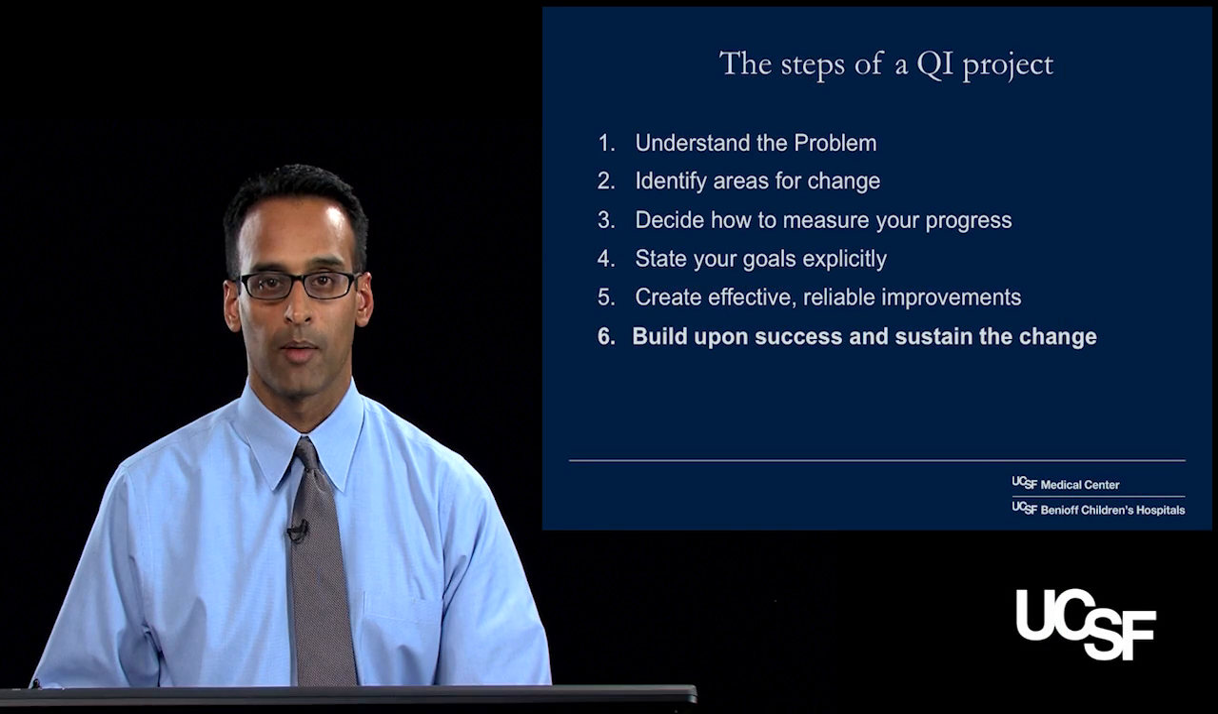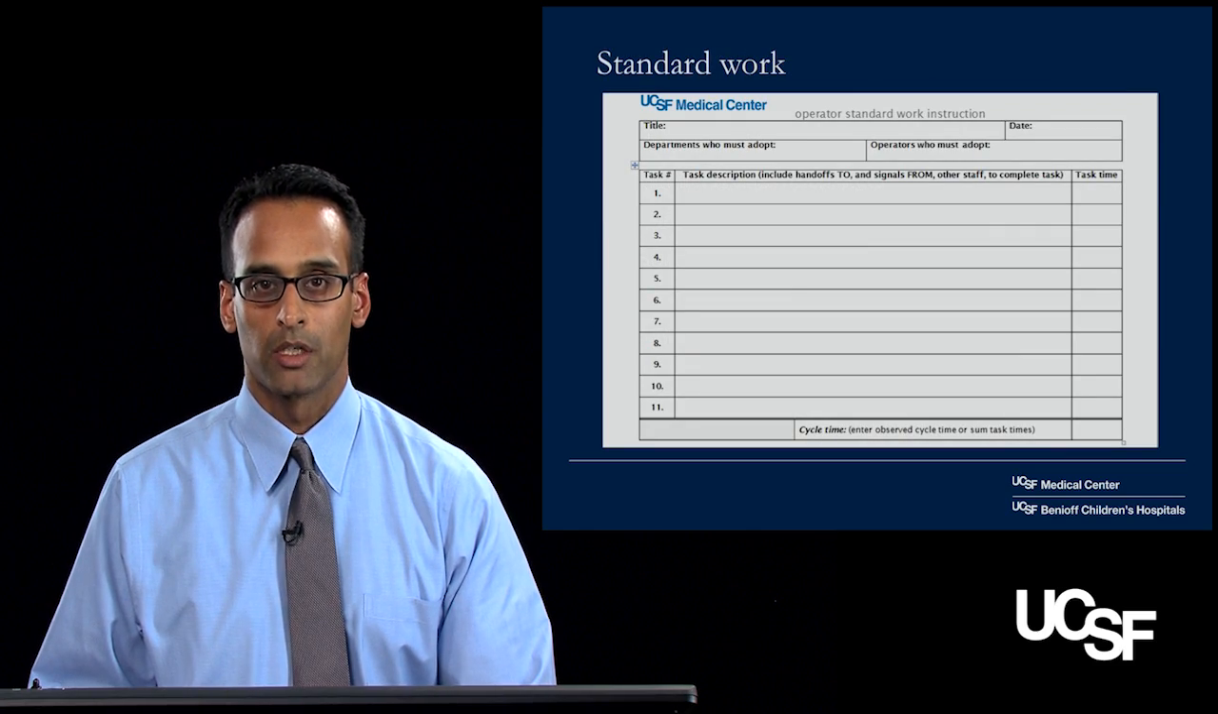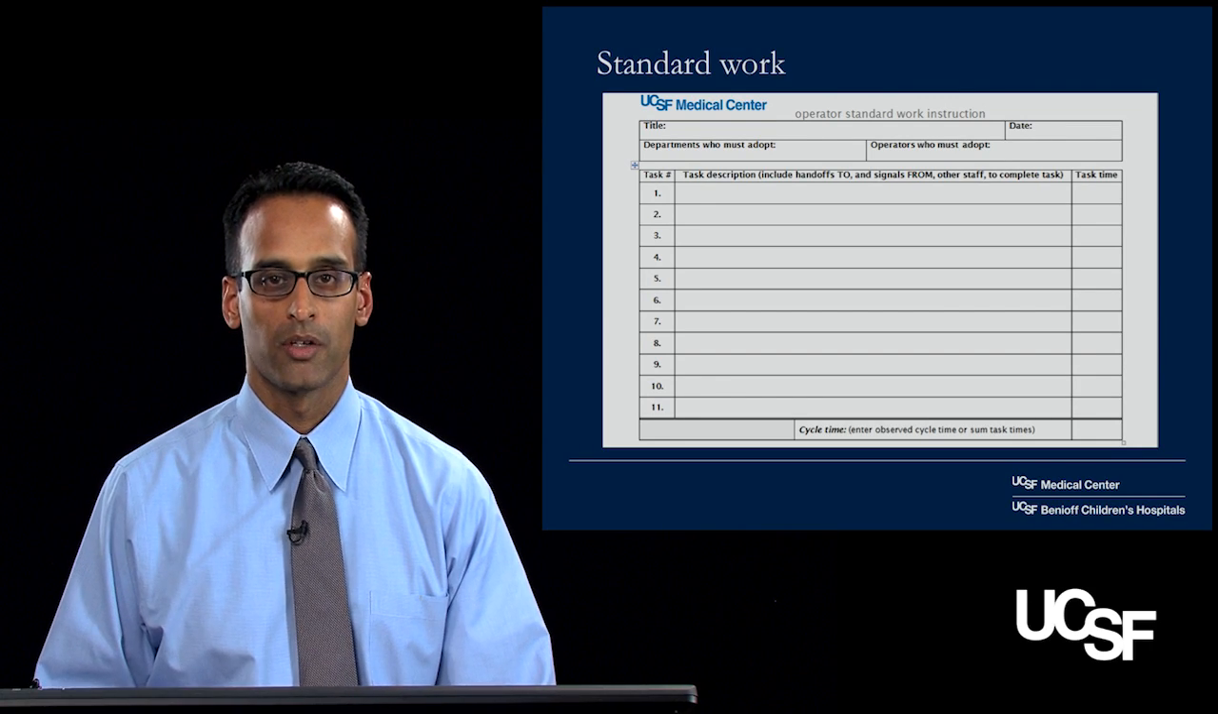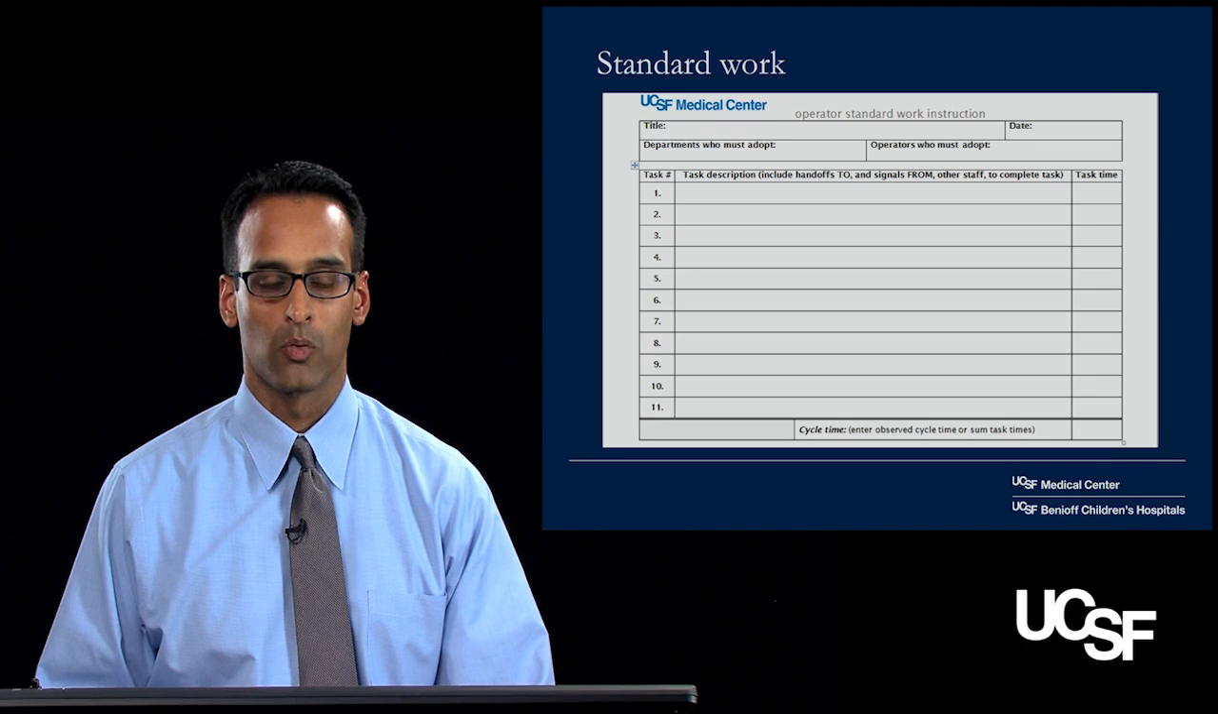Now that you've understood the problem, figured out a measurement strategy, set goals, and created improvements, we can move on to building upon successes and sustaining change. Sustaining behavior change involves creating standard work. We study the best way to do something so that we can document it and disseminate it so that others can benefit from that best practice. It's important to understand that standard work is derived from evidence and data and is always formulated with the direct input and engagement of frontline workers.